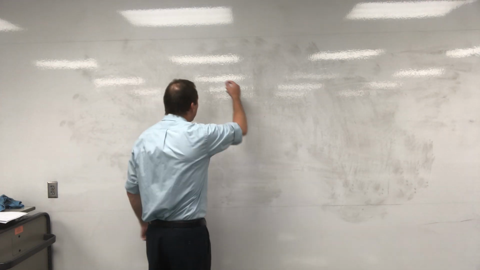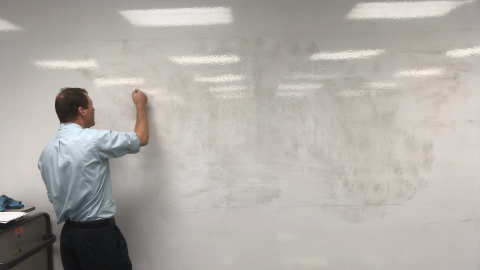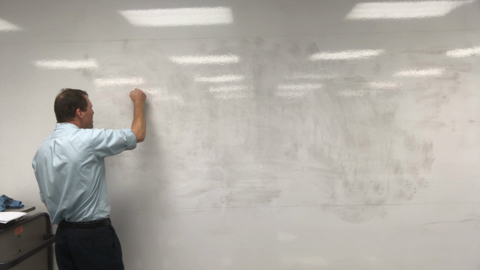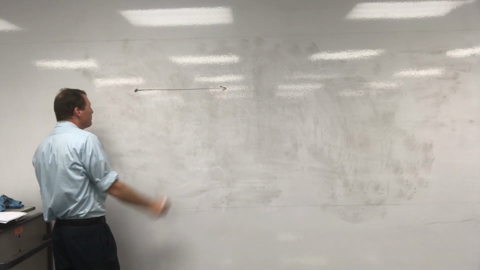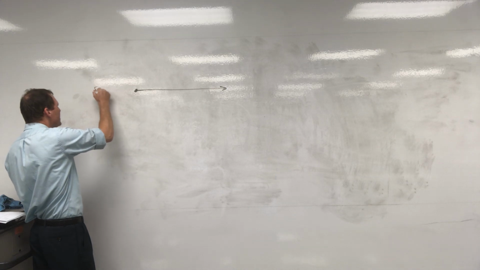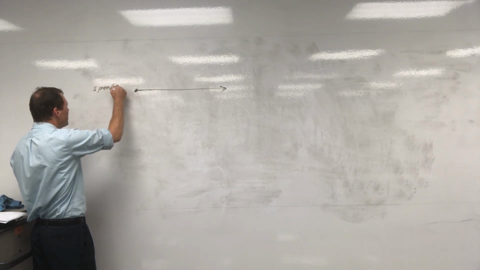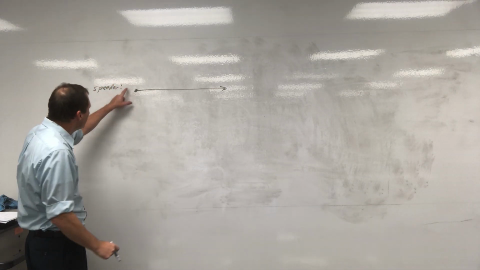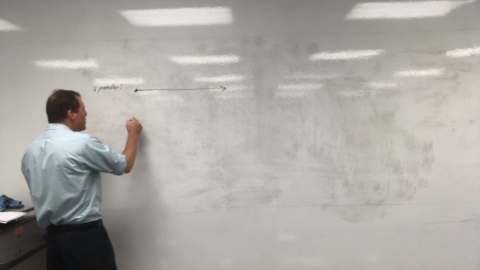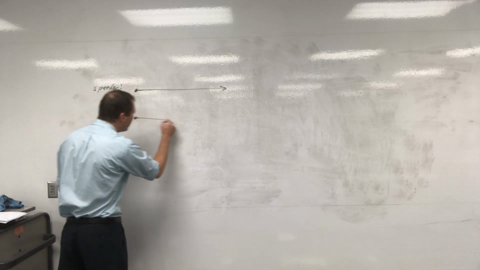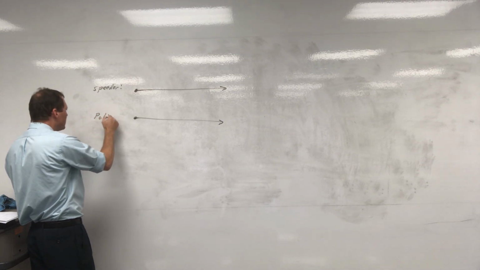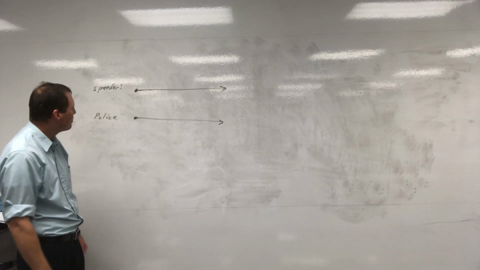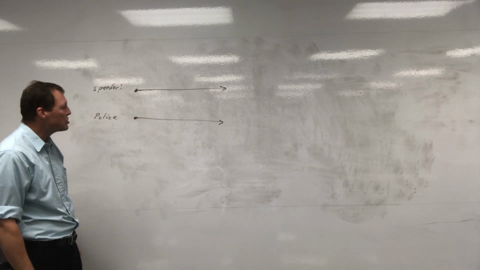So here we go. I'm going to go ahead and draw right here. So there's my speeder, and he's going in that direction. And I'm going to go ahead and label that speeder, and that's good to do. Now let's go ahead and label the other diagram. That's going to be the police car. There we go. Just to keep our information straight.